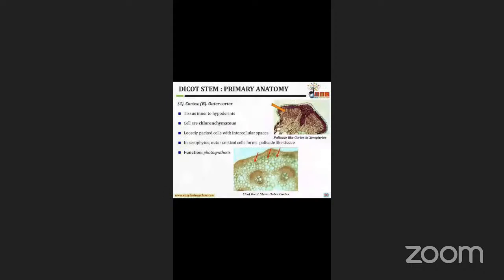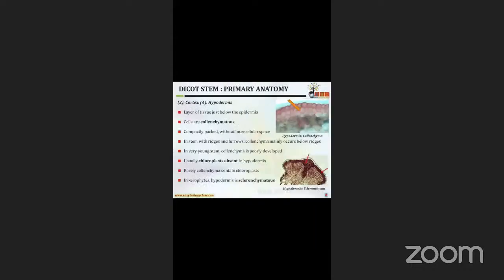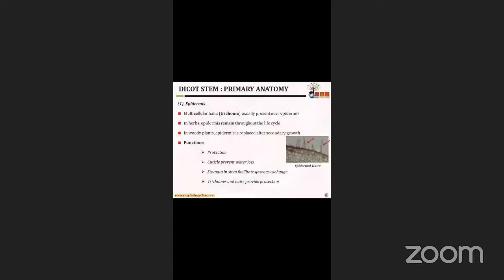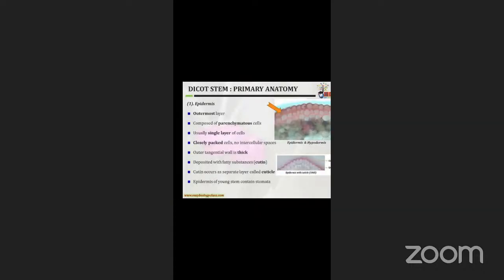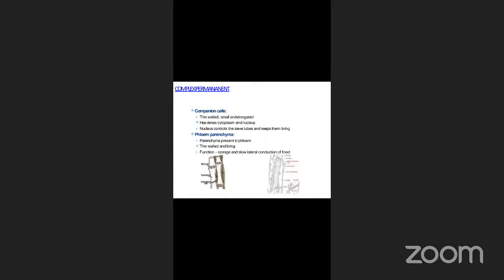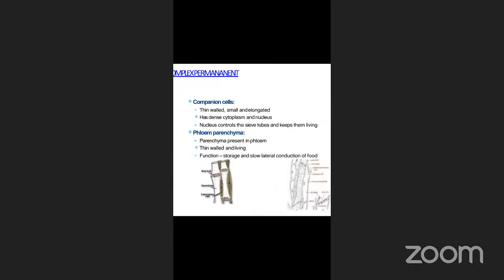First, we study complex tissue. Complex tissues are composed of more than one type of cell. The most important complex tissues are xylem and phloem. Both belong to complex tissue.